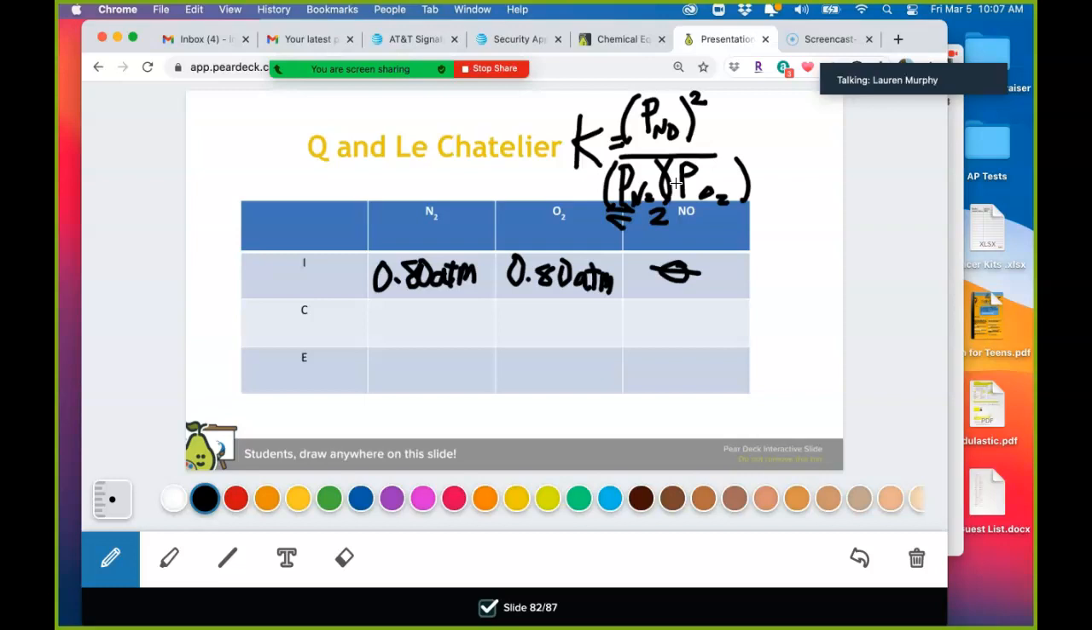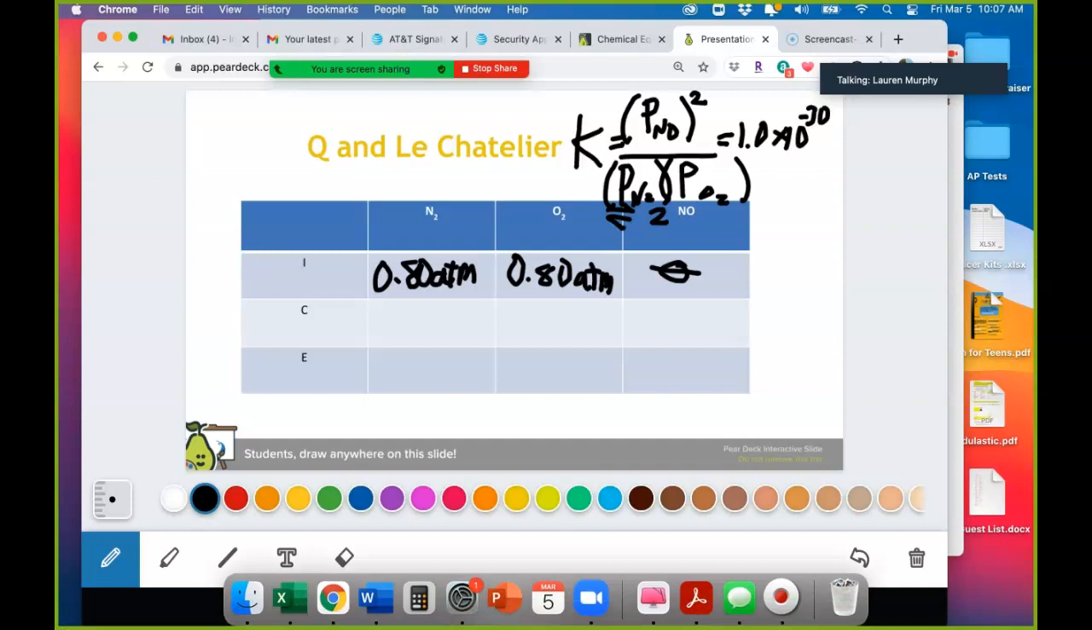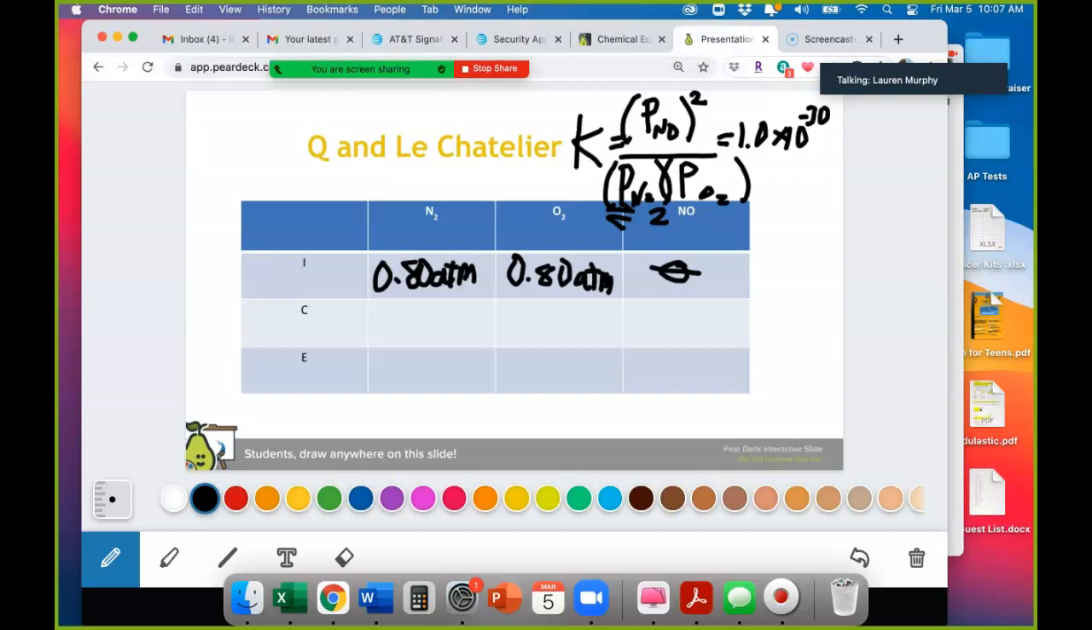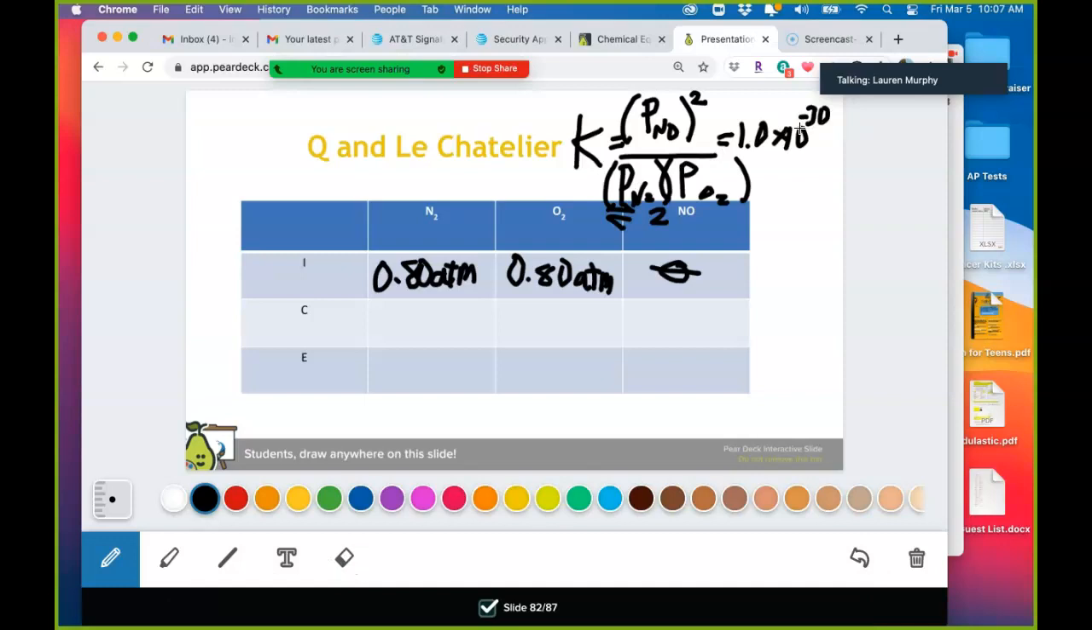Now, K is actually given. It is super tiny: 1.0 times 10 to the negative 30th. Oh my gosh. Okay. What does a small value for K mean? Very, very heavily what at equilibrium? Reactants, right? A small K means a big denominator, and your reactants are in your denominator. So that's tiny. I think this is the smallest K we've seen so far.